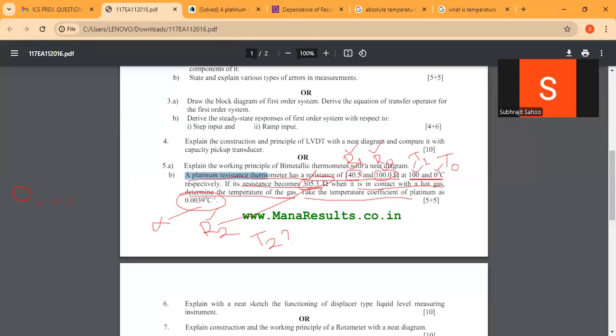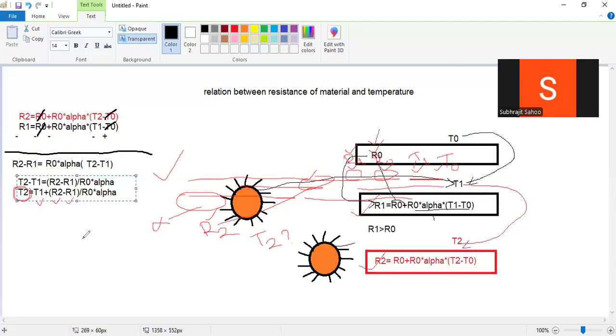That's why I derived the expressions for you, because there is a chance they will ask problems here, so you should prepare. This question's answer is in this expression, in this derivation. I hope this concept is clear to all of you.